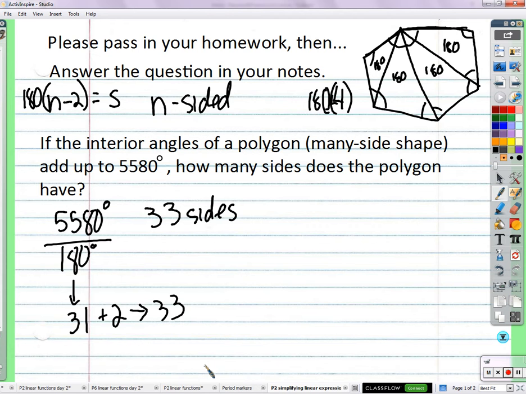Josie? So, you would do S, which is your number of degrees, divided by 180 still. Well, let's just plug it into the formula. We're starting to solve algebraic equations here pretty soon. So let's start with, not 180, but 5,580 degrees. That should be the result of taking 180 and multiplying it by the number of sides minus 2. You see?